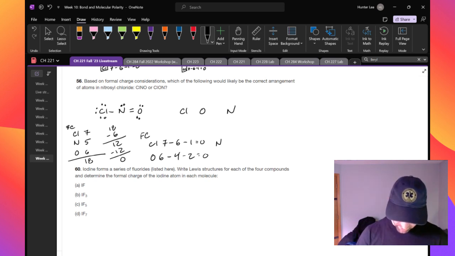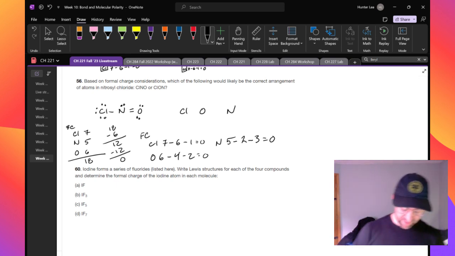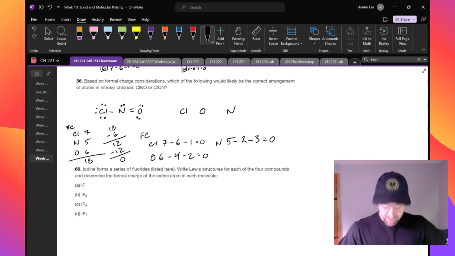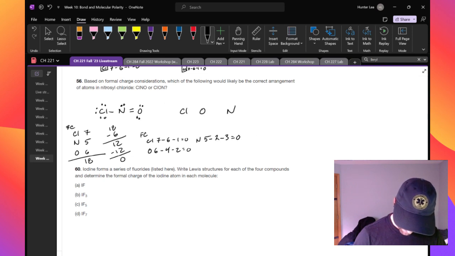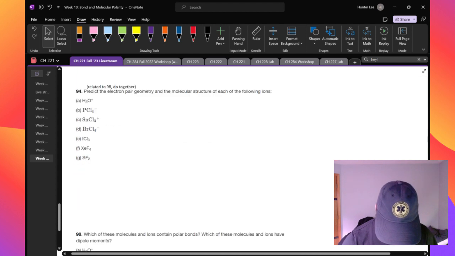All right, nitrogen, we started with 5 valence electrons. We have 2 as a lone pair, and 3 bonds gives us a formal charge of 0. We could stop here and say this molecule on the left, chlorine to nitrogen, nitrogen to oxygen, is likely the correct arrangement based on a formal charge consideration alone. Let's go ahead and do the exercise since we're here and we have time. Do we have time?